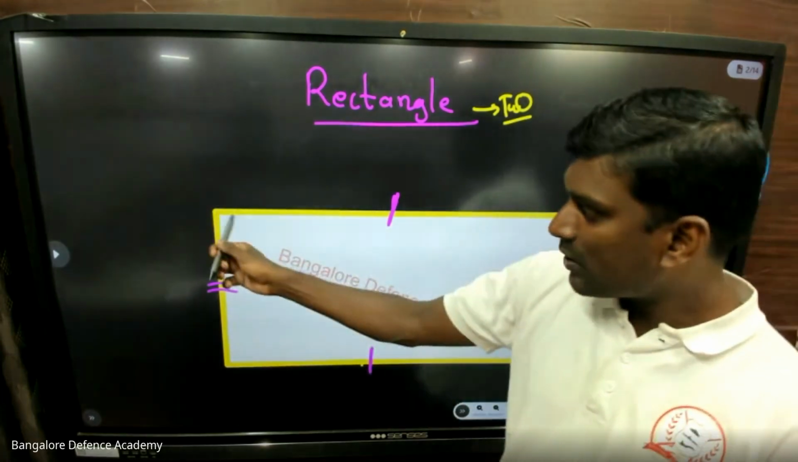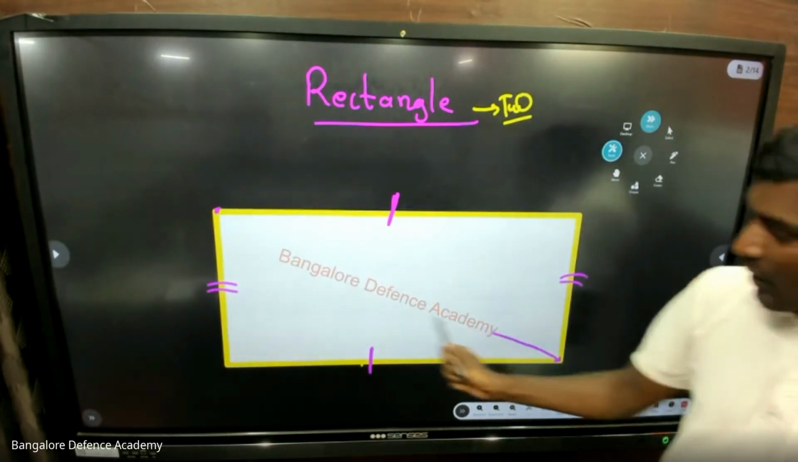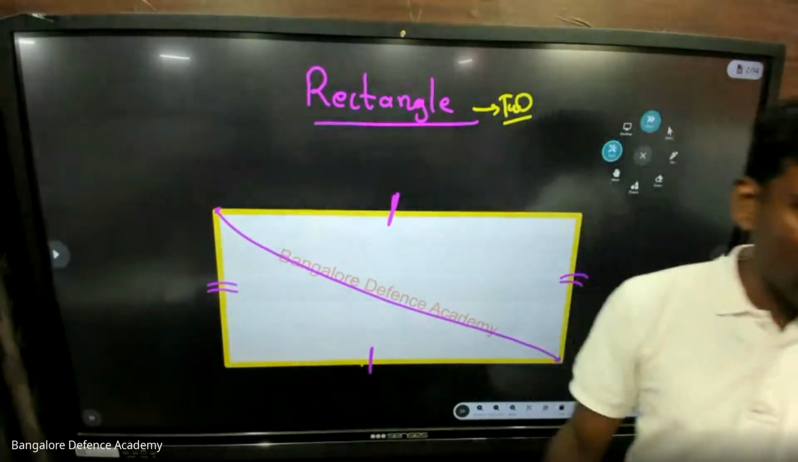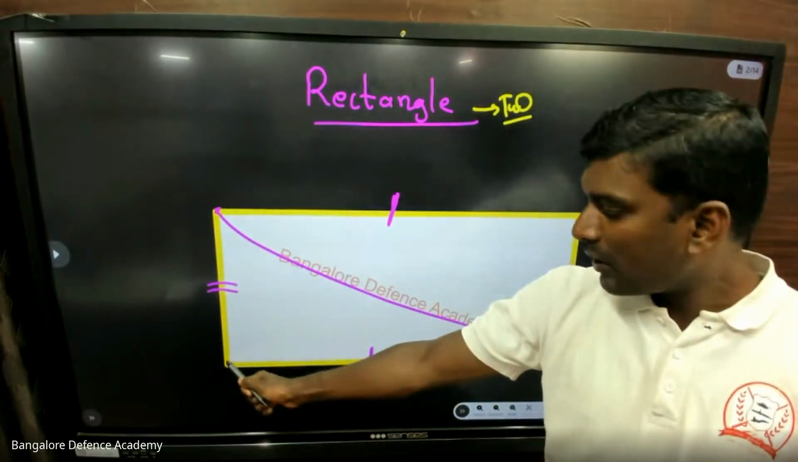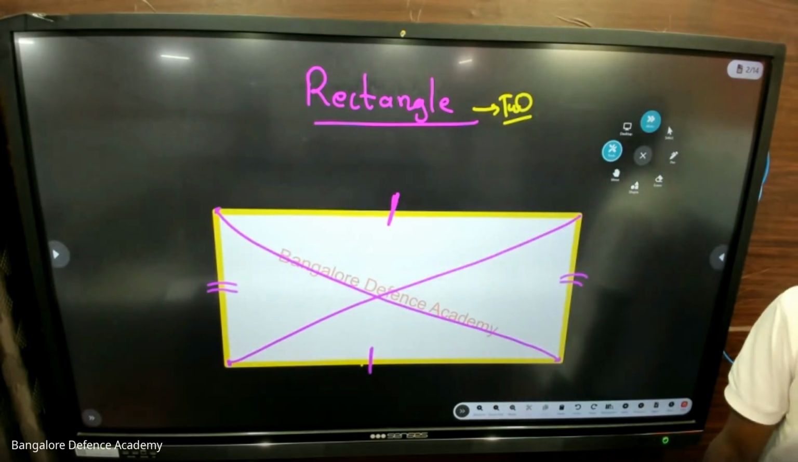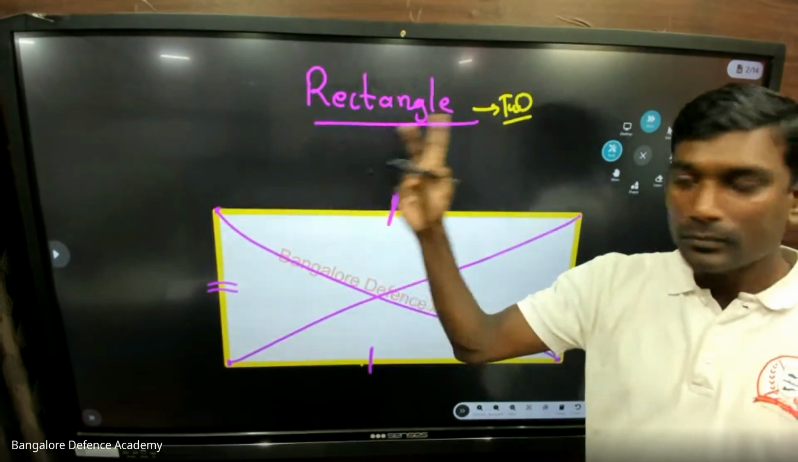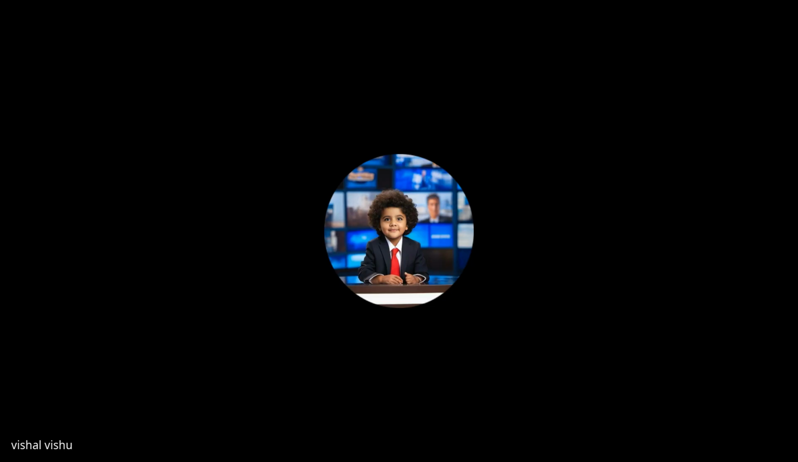Now the same thing goes here. If I take this point and the opposite point, and draw a line, this is called a diagonal. How many diagonals can you see here? You can see two diagonals. How many diagonals did a square have? Two diagonals.